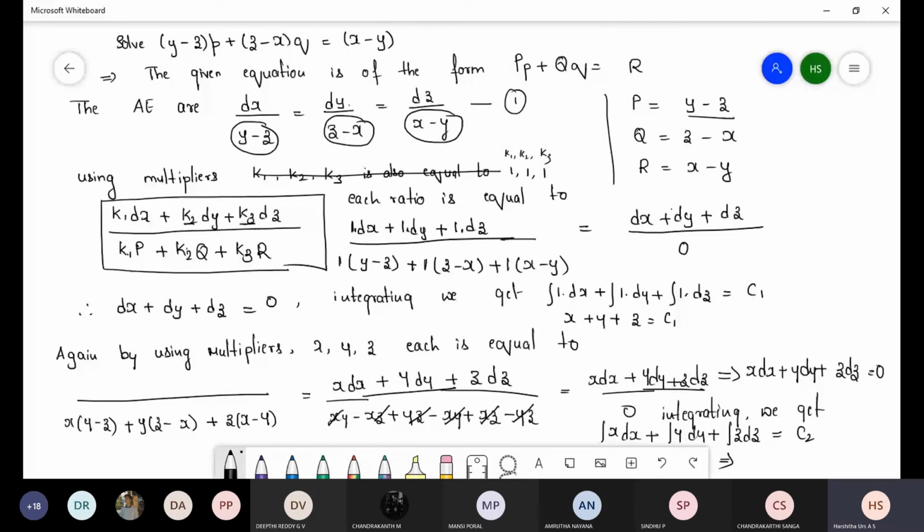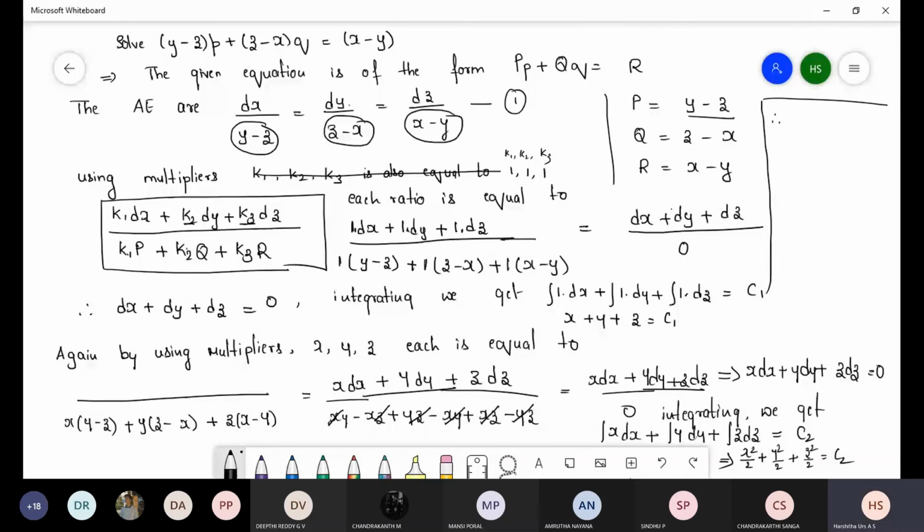What is the integration of x? X square by 2. Yes, x square by 2. Integration of y? Y square by 2. Integration of z? Z square divided by 2 is equal to C2. Once again I repeat, integration of x is x square by 2 plus integration of y is y square by 2 plus integration of z is z square by 2 is equal to C2.